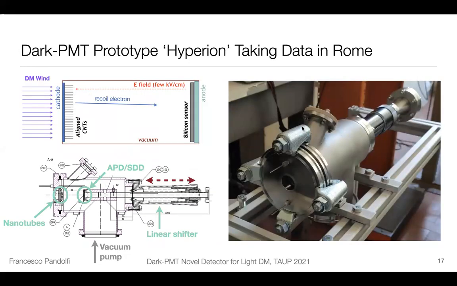Finally, I wanted to leave you with a photo of a Dark-PMT prototype that we built in Rome. You can see here the picture. This is the technical design. The nanotubes would be hosted here. Then the silicon sensor can be hosted here on a movable folder, so you can also change the distance between the two, and the tension can be set between these two, just for producing the cartoon that I showed you earlier.